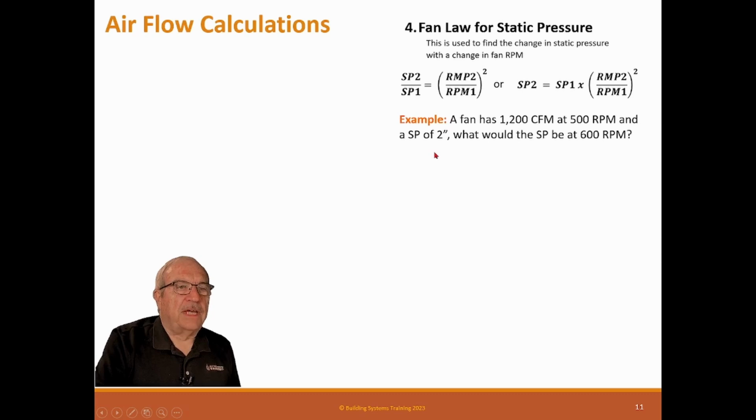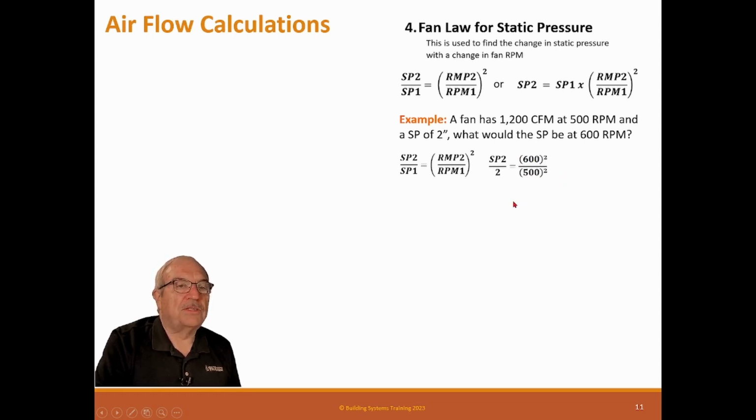Let's say we have an example: a fan has 1200 CFM at 500 RPM, same blower, and a static pressure of 2 inches. What would the static pressure be if we took it up to 600 RPM? We take that formula, static pressure 2 over static pressure 1 equals the RPMs, and input this data. Remember that when you have a number like this squared, it is the same thing as RPM2 squared over RPM1 squared. You don't have to change anything, so it's easy to cross multiply.